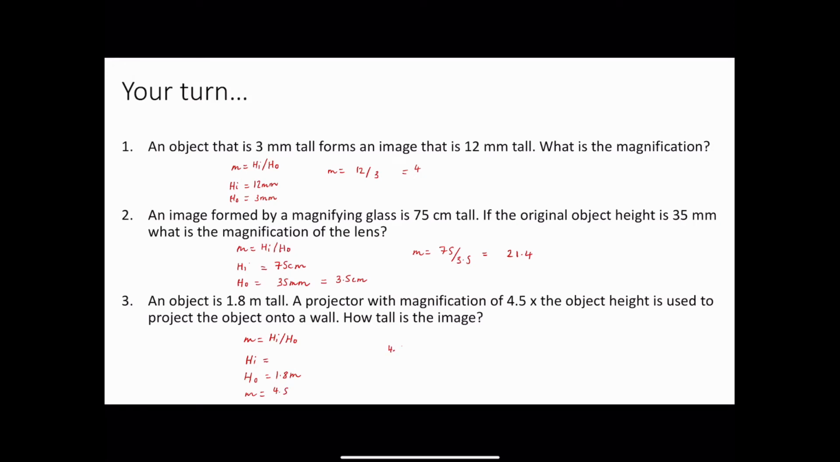So 4.5 is equal to HI over HO, which is 4.5. No, it's not, sorry, 1.8. So to get HI by itself, we have to do 4.5 times 1.8. That's going to give us HI. So 4.5 times 1.8, HI is 8.1 meters tall. So it'd have to go into quite a large building to be projected.